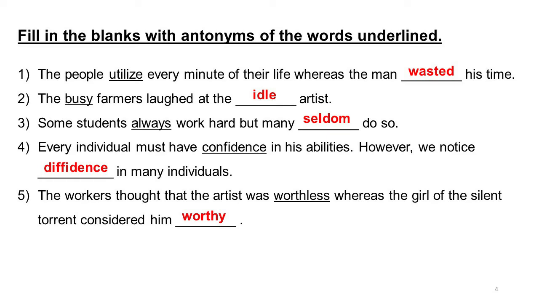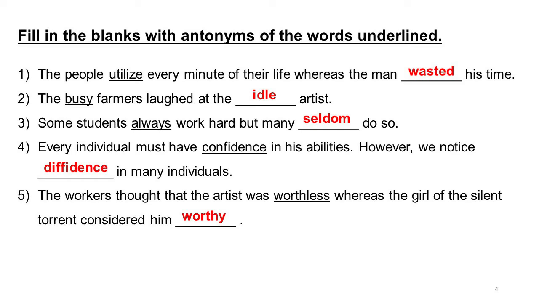Every individual must have confidence in his abilities. However, we notice diffidence in many individuals. So confidence and diffidence are opposite words. There was a question some time ago in one of the question papers for the annual board exam, wherein the students were asked to guess the opposite word for confidence, which actually means self-confidence in this context, and very few were able to get it right. Remember, the opposite word for self-confidence is diffidence.